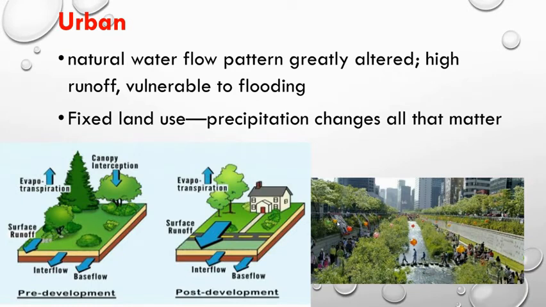Urban watersheds, the natural water flow has been greatly altered due to buildings and impermeable surfaces. It can be highly vulnerable to flooding because when the water falls on the ground, it doesn't have anywhere to go if there's too much asphalt or too many buildings or houses. In these urban watersheds, the land use is fixed, and really, changes in precipitation matter to how much flooding or not there is.